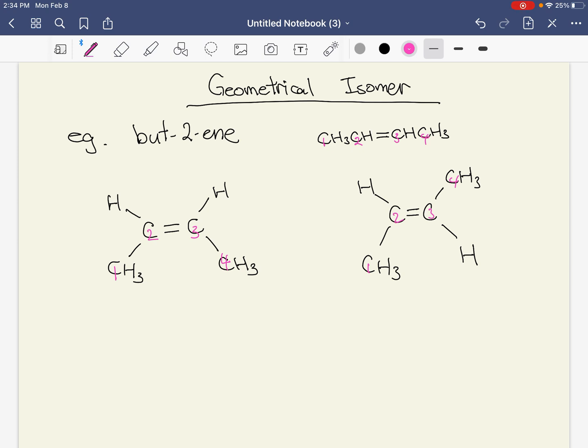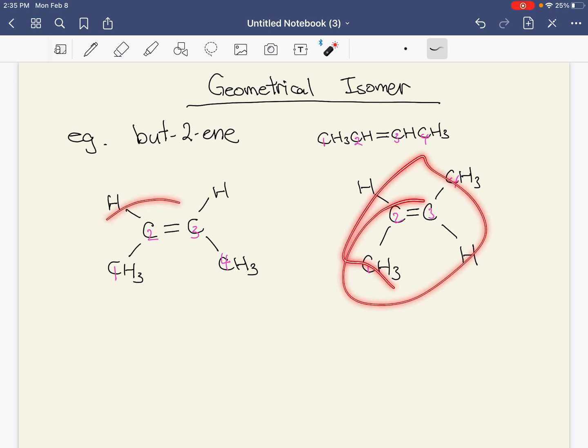Now, you may be thinking to yourself, what is the difference? They look the same to me. Well, kind of. They don't look exactly the same, but they seem to be the same. This is 2-butene. This is 2-butene. They're both 2-butene. Does it mean that these things are flipped? It automatically makes it different? Yeah, it does. This is what we call geometrical isomers.